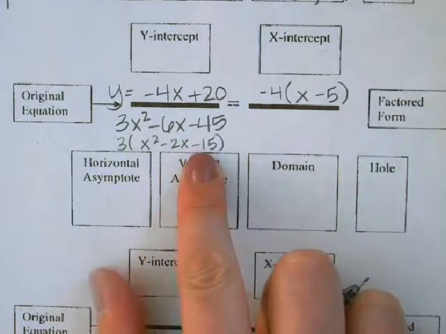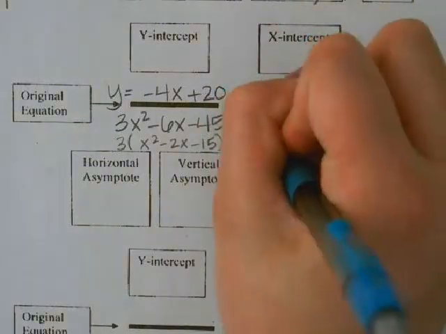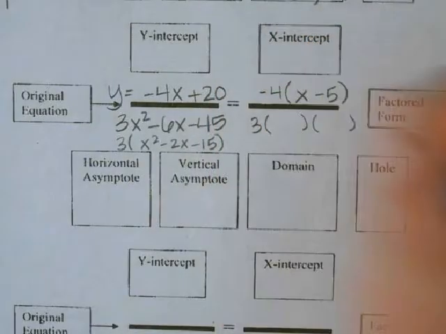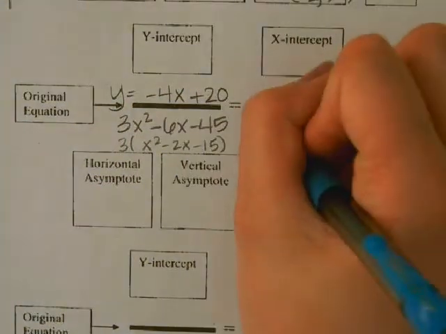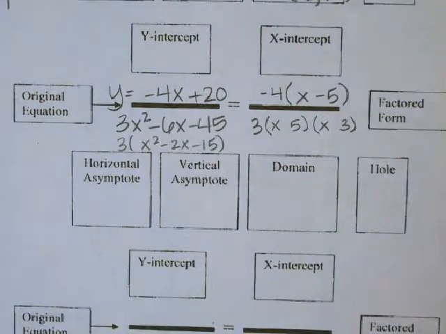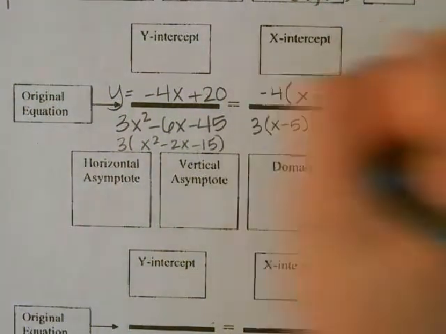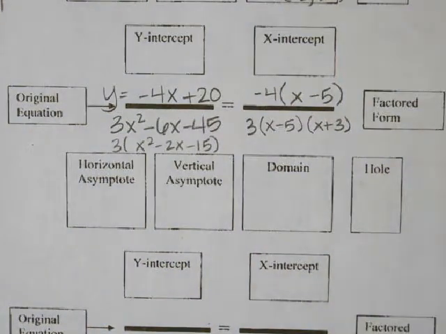And we can keep going with that, right? Yeah. Find something that multiplies to negative 15 but adds to negative 2. 5 and 3. You didn't tell me the signs. X minus 5, x plus 3. Okay. So what do we see?